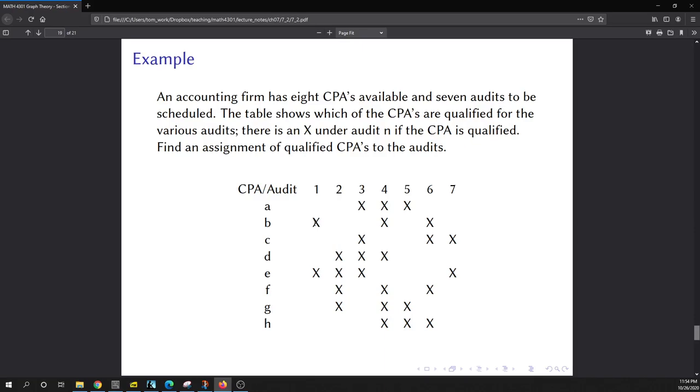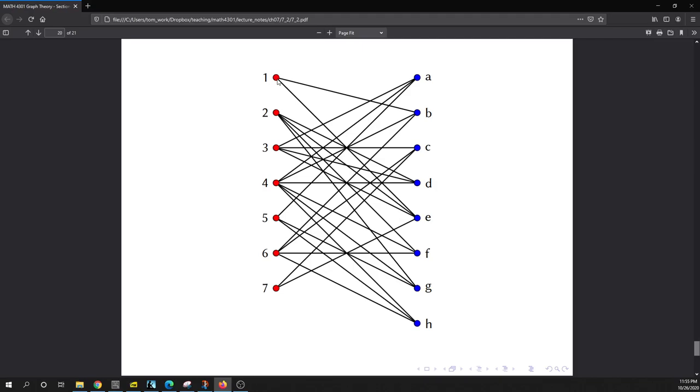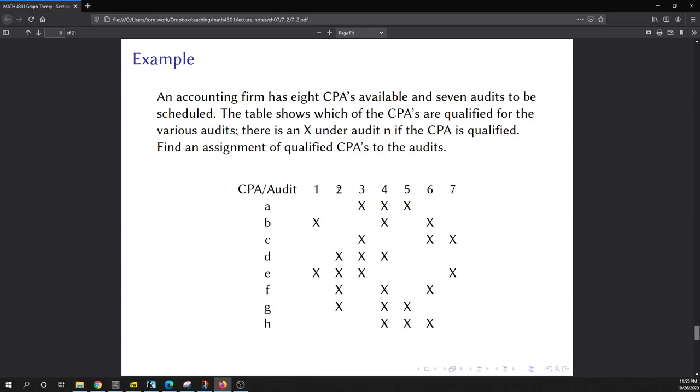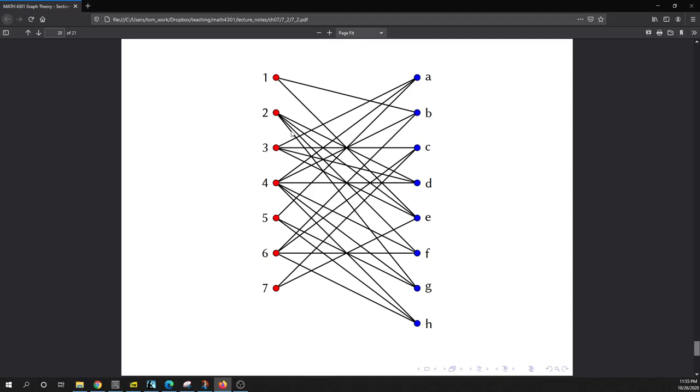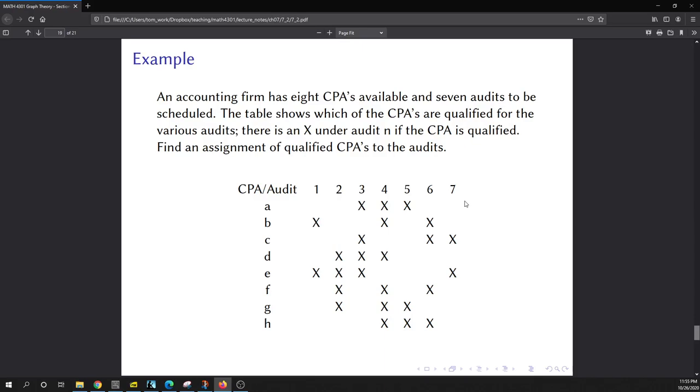And so what I've done is when there's an X, I've just added an edge in there. So right here from audit 1, CPA B and CPA E are capable of handling that. They're qualified to do that. So here you can see that means I have an edge from 1 to B and from 1 to E, like so. And then audit 2 can be handled by CPA D, E, F, or G. So again, I draw an edge between 2 and D, 2 and E, 2 and F, and 2 and G, and so on and so forth. And so that's the setup on this. So that's how you get from the English language version of it to the graph.